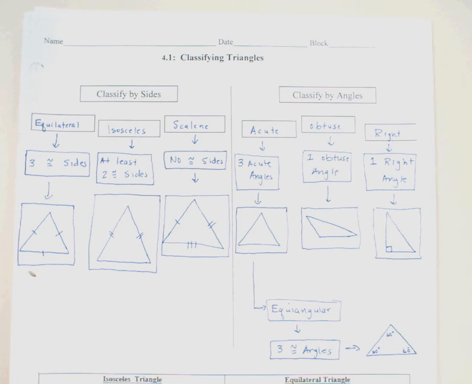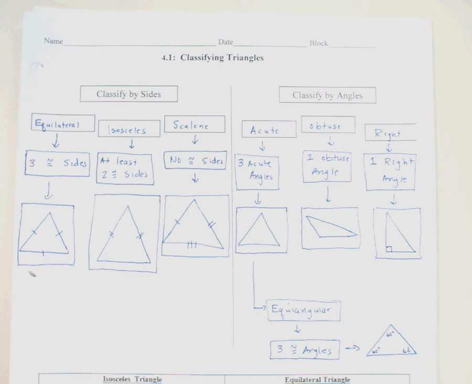We can classify triangles in three different ways by sides and three different ways by angles, and every triangle can be classified by both sides and angles. Beginning with classifying triangles by its sides, there are three different types. Equilateral triangles have 3 congruent sides. Isosceles triangles have at least 2 congruent sides. And scalene triangles have no congruent sides.